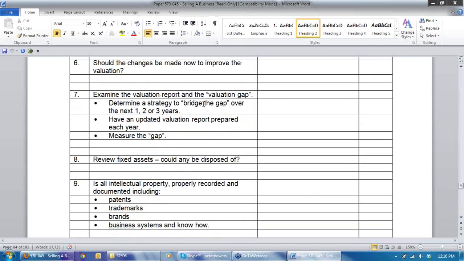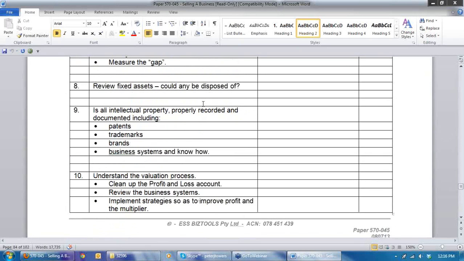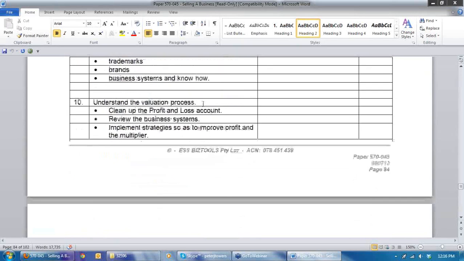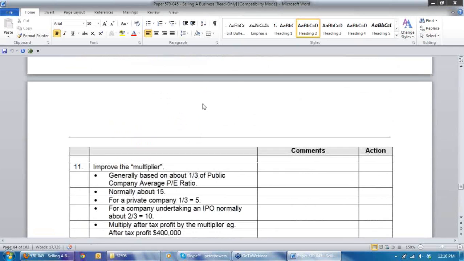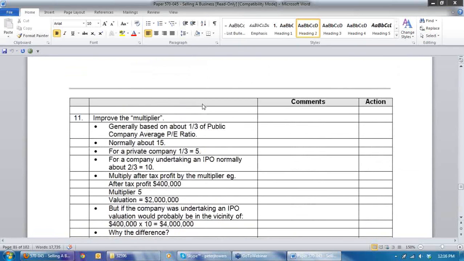Is there any surplus assets in this business? Could they be disposed of? What's going on with the intellectual property? Is it all properly assigned to the vendor? So there's a whole range of questions there. We've looked at what could be done to improve the multiplier. This is where you can really add value to this process.